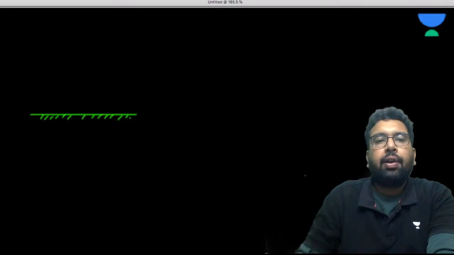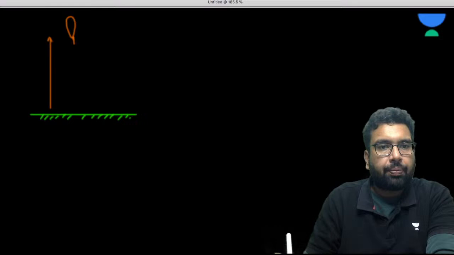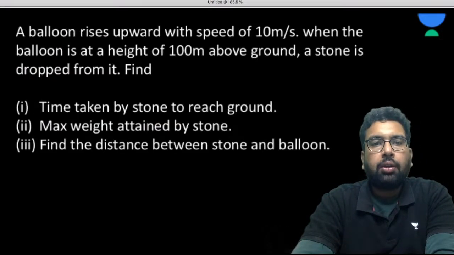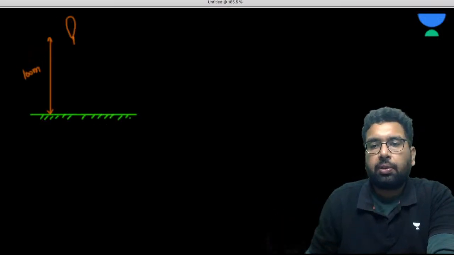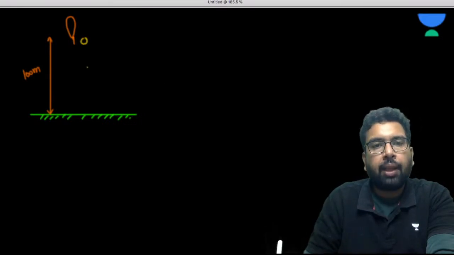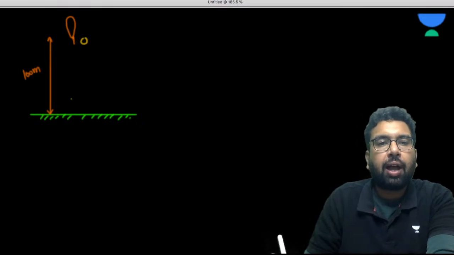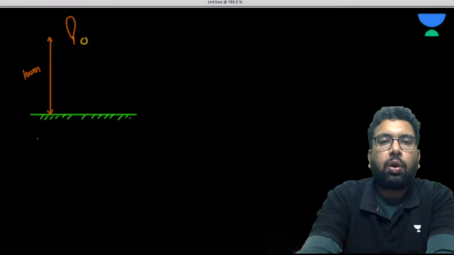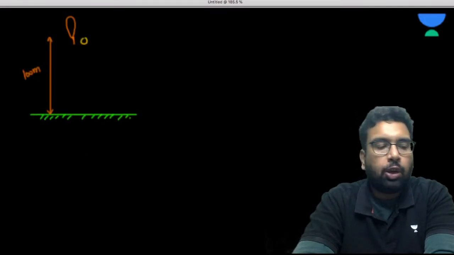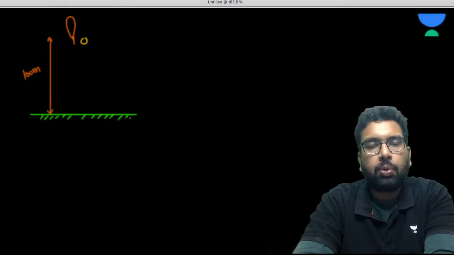So we have the balloon. Let's suppose the balloon is somewhat like this, and it is at a height of 100 meter. Now a stone is dropped from it. Let's suppose this is our stone, dropped from this very balloon when it is at 100-meter height. Now it asks what is the time taken by the stone to reach the ground. So we are supposed to get the time.